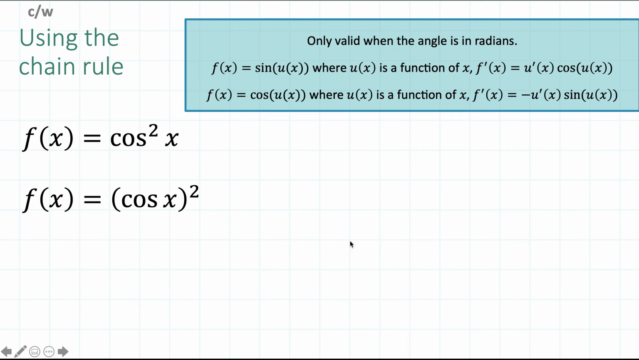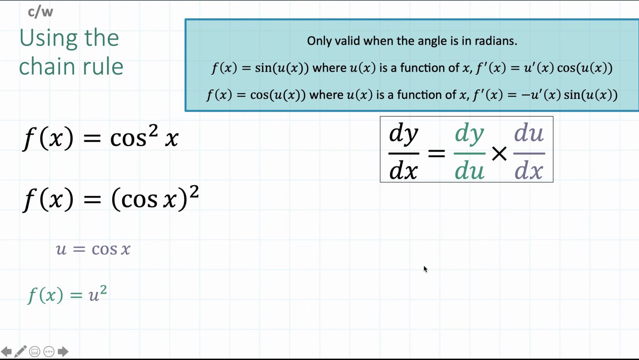So in this case, I'm going to rewrite it as cos x, and put the power of 2 outside, but these two are equivalent notations, just to be aware. So I can say u is cos of x, and then f of x is equal to u squared. And then I can use the chain rule, dy by dx is equal to dy by du times du by dx.